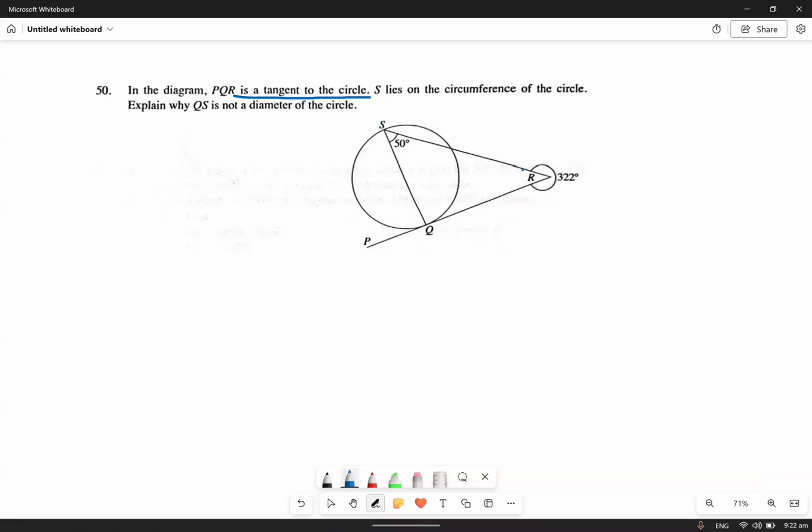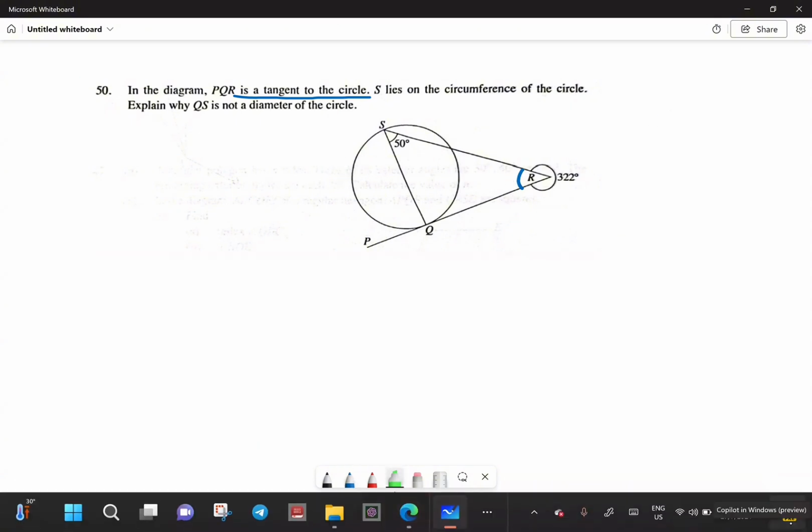Now, the only thing I can find is really just this. Why am I finding this? Because the question says I want you to explain why QS is not a diameter of the circle. Where is QS? This is the one. Do you all think this is the diameter? How do we know if it's a diameter? It has to form a 90. What has to form a 90? So what I want you all to write is this: if angle SQR is 90 degrees, then QS is a diameter. Make sense?